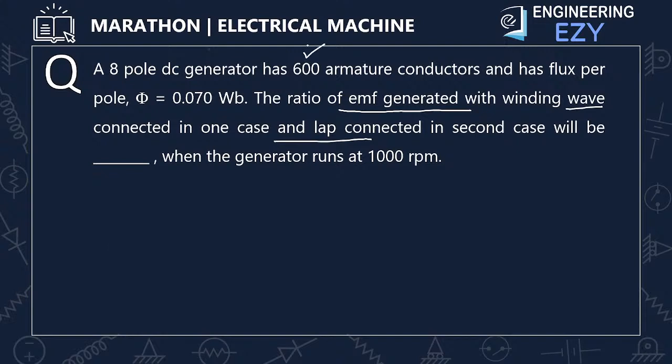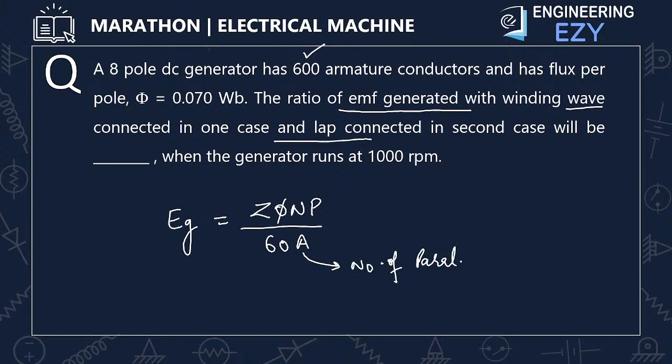Number of armature conductors remains same, number of poles remains same, flux per pole remains same, everything remains same. So we know EG is equal to Z phi NP upon 60A, where A is the number of parallel paths. So in the first case, for wave winding, A is equal to 2. Yes, Gajendra, your answer is correct, bache. For wave wound, A is equal to 2.